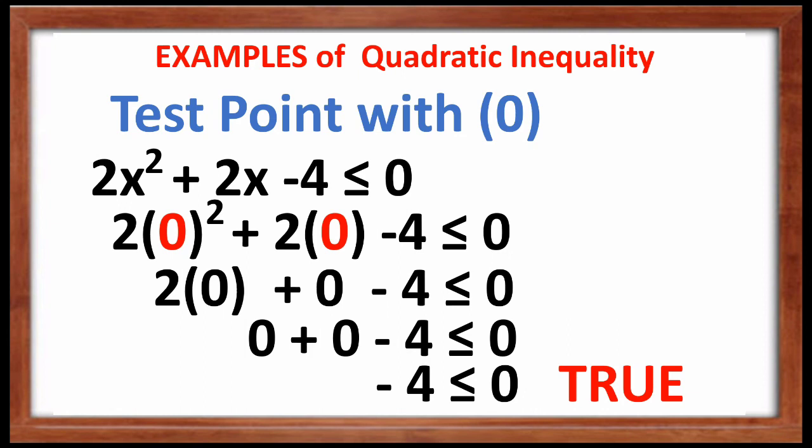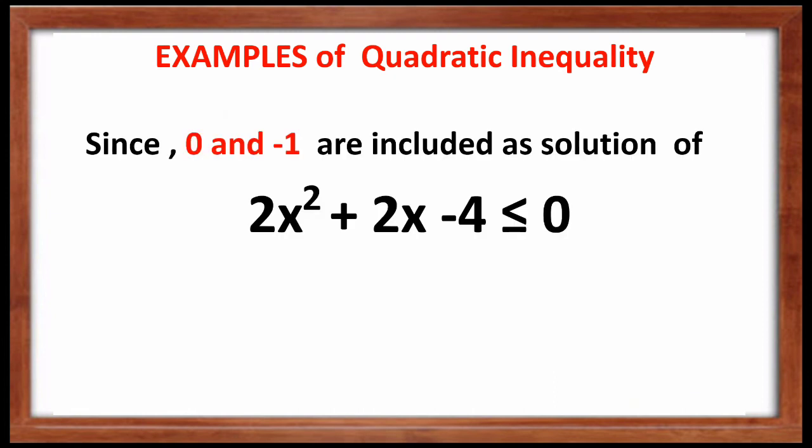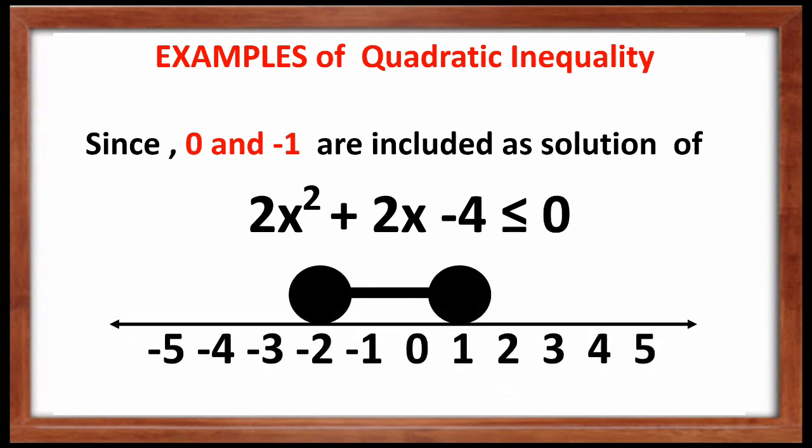And that is true. Therefore, 0 is also a solution of the given quadratic inequality in the form of 2x squared plus 2x minus 4 less than or equal to 0. Since 0 and -1 are included as solution of 2x squared plus 2x minus 4 less than or equal to 0, therefore, the graph or the illustration on number line is this.